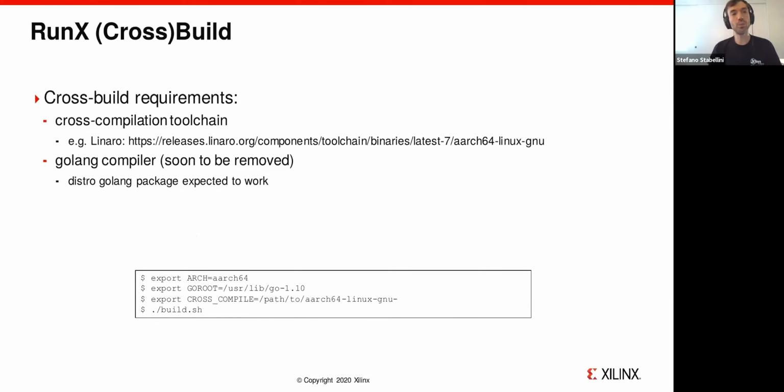How do you build RunX? So if you want to build it on your Linux distro, you just need the Linaro cross compilation toolchain. You need the Golang compiler, again, soon to be removed, but the distro Golang package is sufficient, and it's just going to cross compile. So just set arch to AArch64, you set up the cross-compile environmental variable, the GOROOT environmental variable that, again, is going to soon disappear, and the compilation will take care of itself.